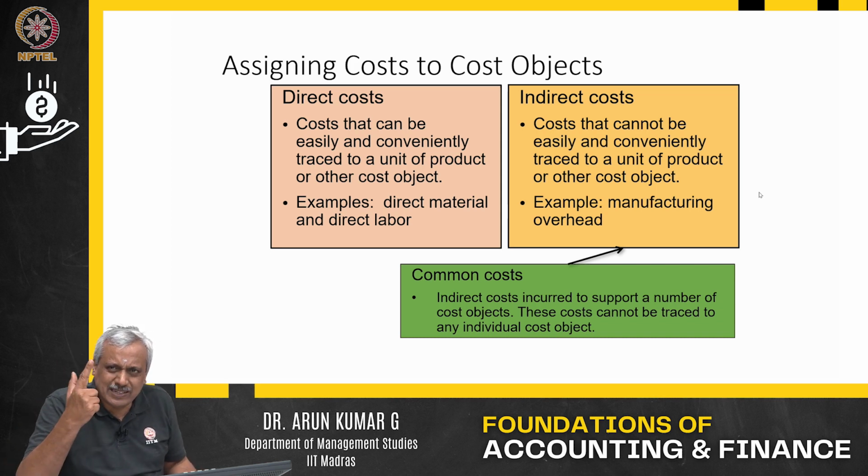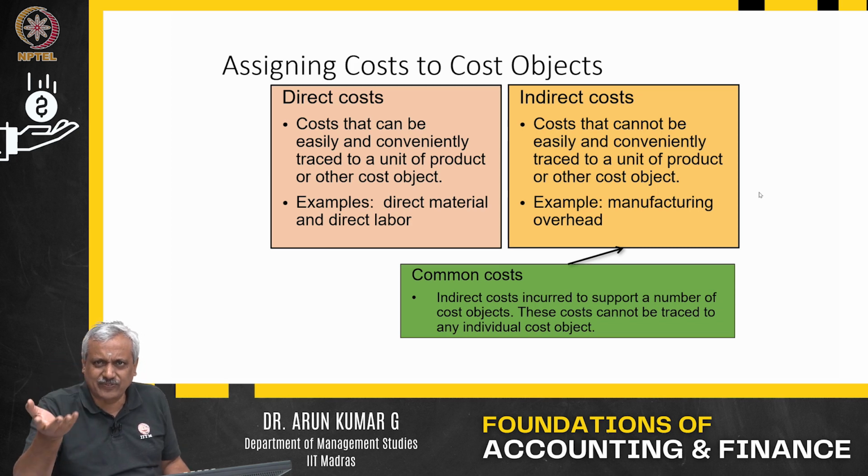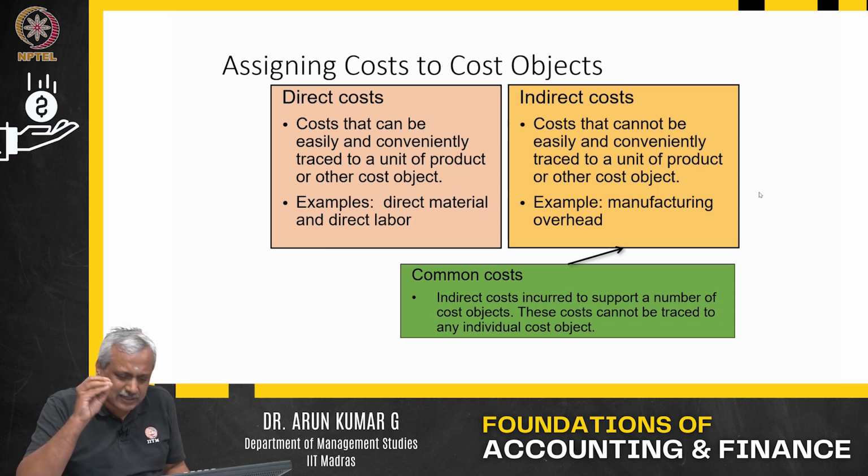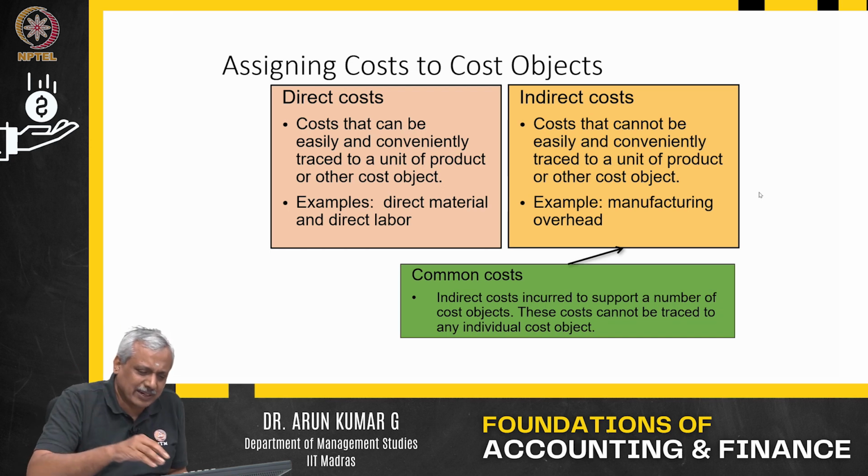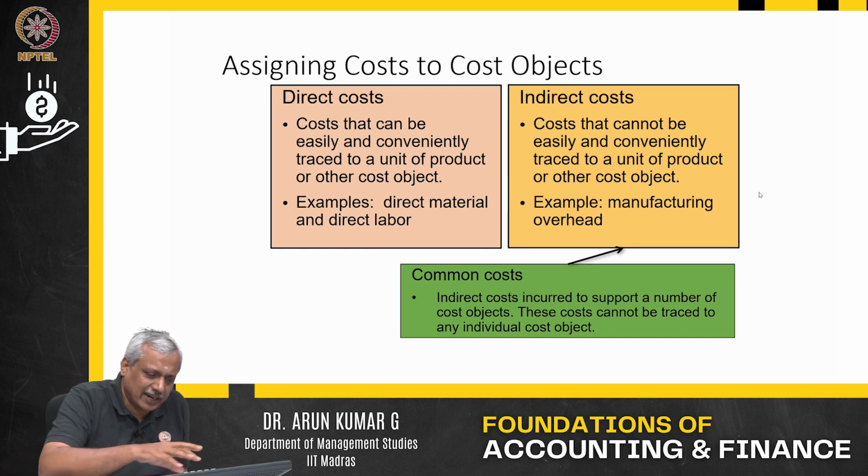Suppose I am paying 10 rupees per piece to a laborer, and in a day I pay 150 rupees. That means how many units has he manufactured? 15 units, that's all, 150 divided by 10. So that is the labor cost which can be traced back to the unit of the product, all direct cost.